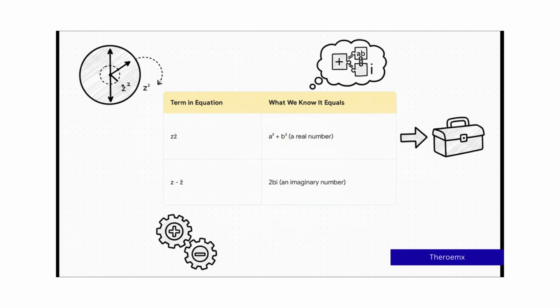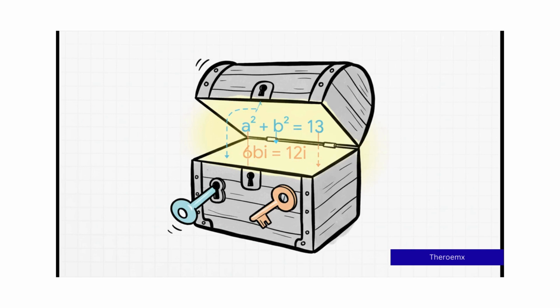See that z times its conjugate? We know what that is. That's just a squared plus b squared. And see the z minus its conjugate? We know that's just 2bi. So we can just swap those complicated-looking things out for their simple equivalents. And with that one simple substitution, the whole puzzle box just pops open.